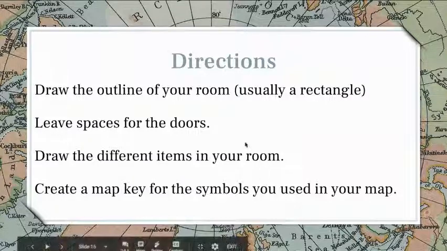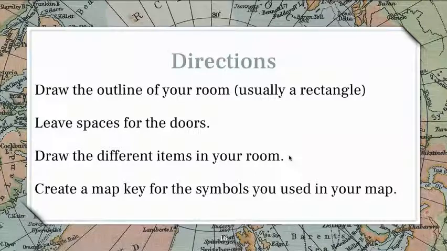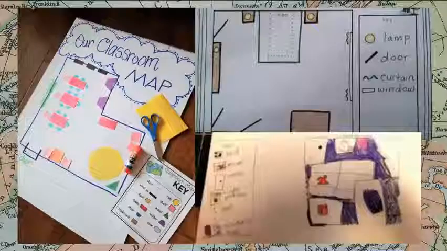On your map, you can leave spaces for the doors. I want you to draw the different items in your room and create a map key for the symbols you used in your map. So you're not going to draw your room exactly how it looks, just like maps don't look exactly like the land or places they represent. Here are a few examples.